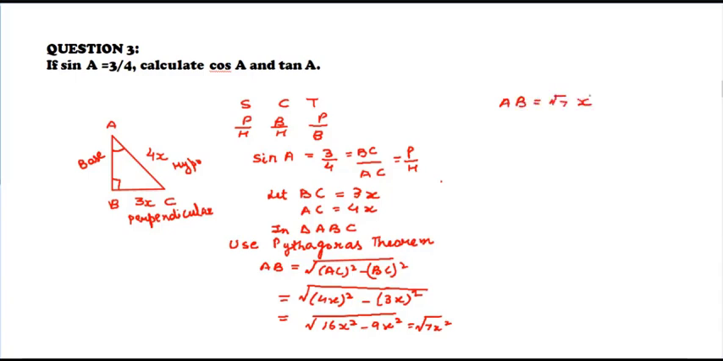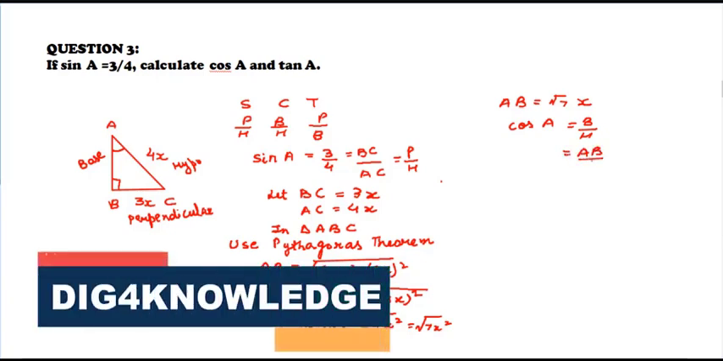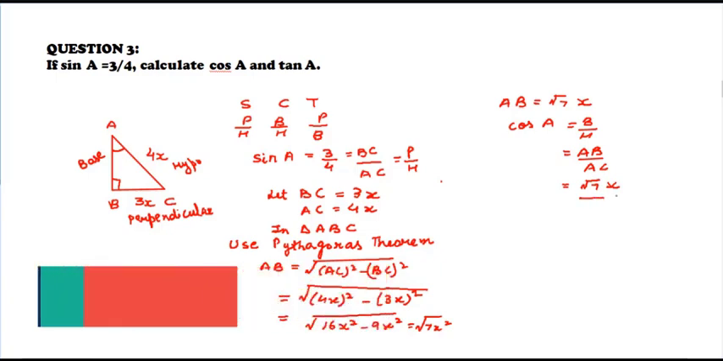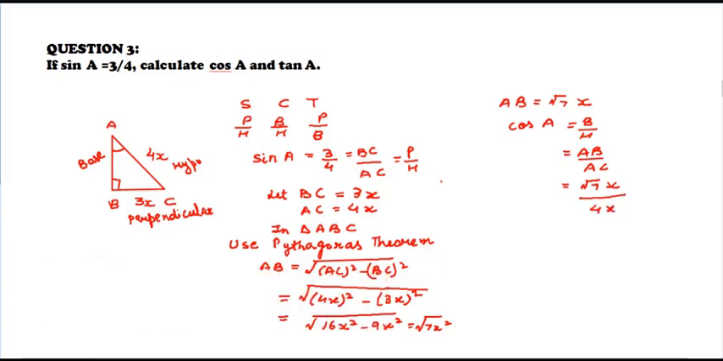अब हमारे पास तीनों की वैल्यूज है बेस, परपेंडिकुलर एंड हाइपोटेन्यूज. अब इनकी हेल्प से हम cos A और टेंजेंट A की वैल्यू फाइंड आउट करें. बेस अपॉन हाइपोटेन्यूज, here base is AB and hypotenuse is AC. So AB upon AC, that is equal to under root 7x upon 4x. X and x gets cancelled out, so the value becomes under root 7 upon 4. So this is cos A.